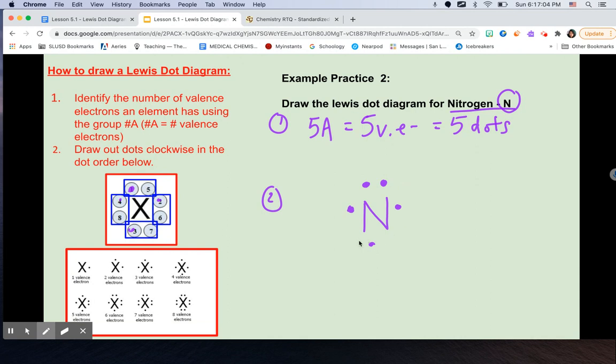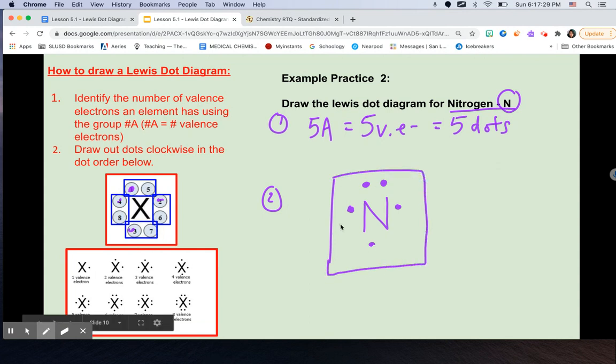And the reason why we have to draw it this way is because later on, when we combine these, the single dots tell us how the structure will form. So make sure you always follow the order of first dot, second dot, third, fourth, fifth. So basically you go clockwise twice around. So my Lewis dot diagram for nitrogen will look like this. So at this point, you should be able to do the next couple of practice problems on your own.